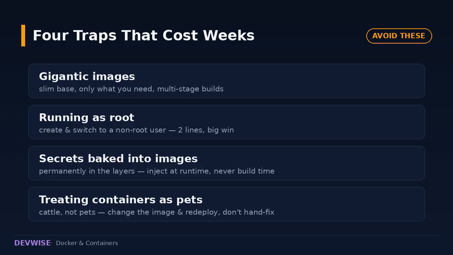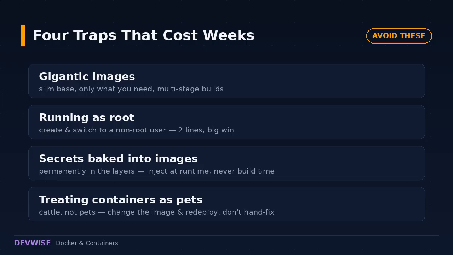Mistake 2. Running as root. By default, processes in a container run as the root user, and if an attacker ever breaks out of your app, root inside the container is a far bigger problem than a limited user would be. Good images create and switch to a non-root user. It's 1 or 2 lines in your Dockerfile, and it meaningfully shrinks your risk.